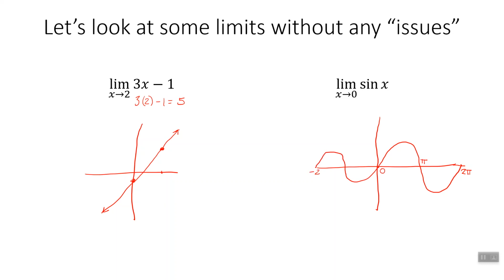So this would be -2 pi. This would be -pi right here. All right, it goes up to 1. It goes down to -1. All right, so as we approach 0 from both sides, it's just this point right here. This just goes to 0. So we just did both of those graphically. We could just plug in and do them analytically as well.